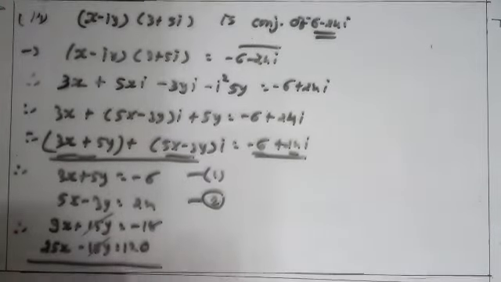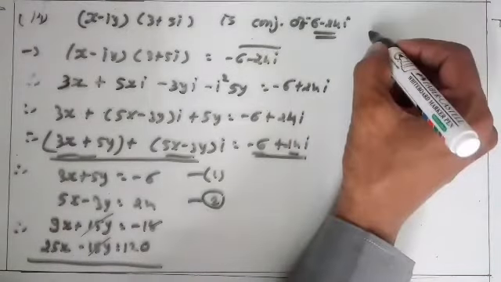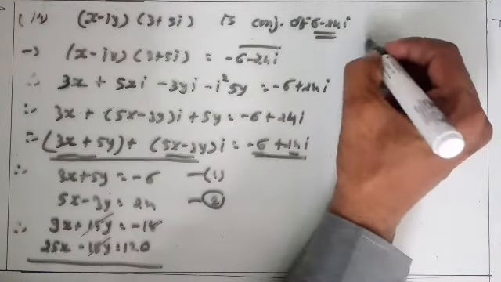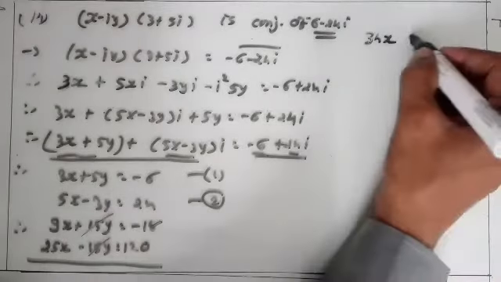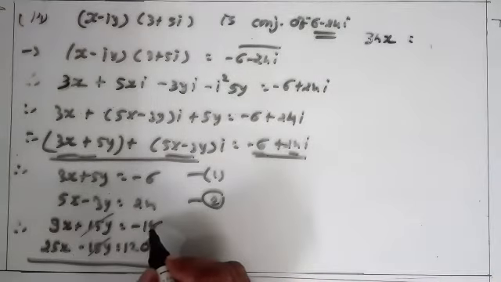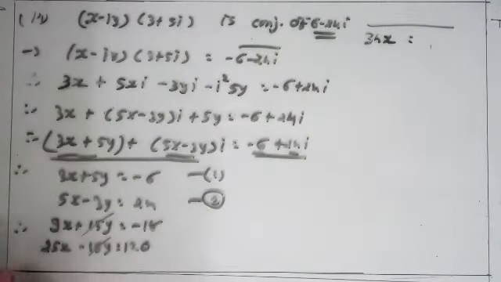Now take addition of these two. So 15y minus 15y cancel. 9x plus 25x becomes 34x. Here 120 minus 18 is equal to, simplify this.